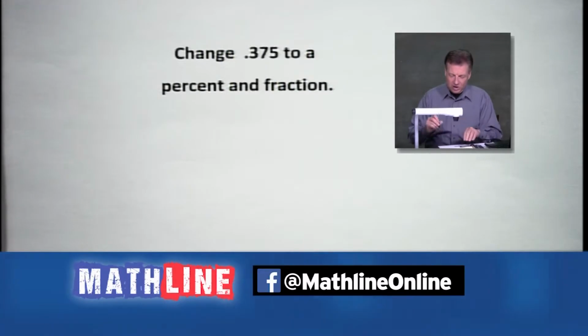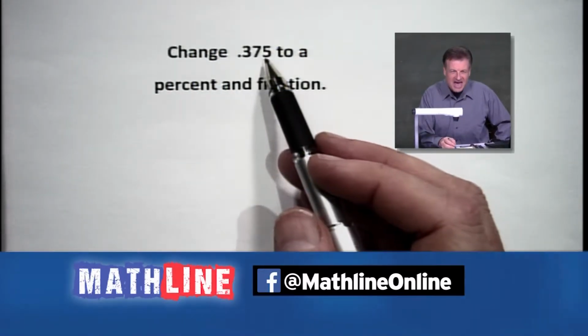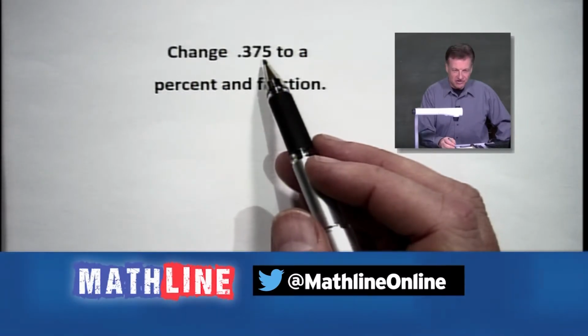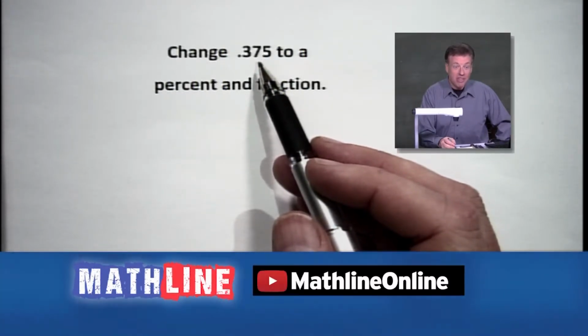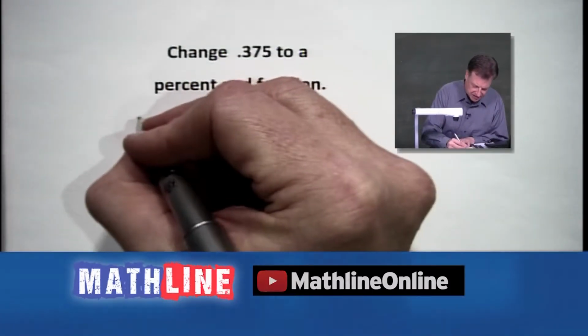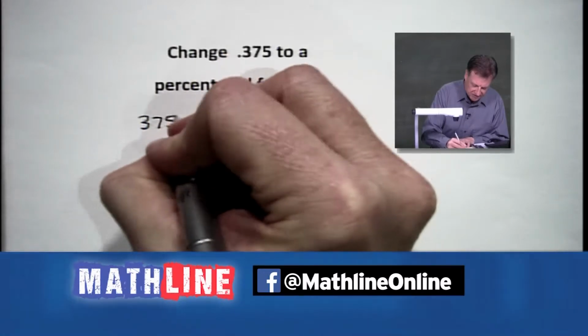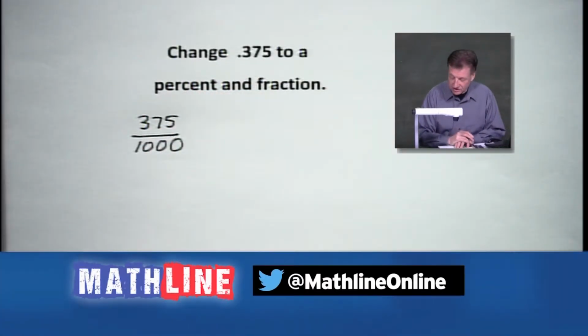Let's take a look at our next one here. A little bit more extravagant here. 375 thousandths. You're going, whoa, the eyes get so big out there. 1,000? 1,000. Why not? Let's do it. All right, so let's take 375, and we're going to write that thing over 1,000.